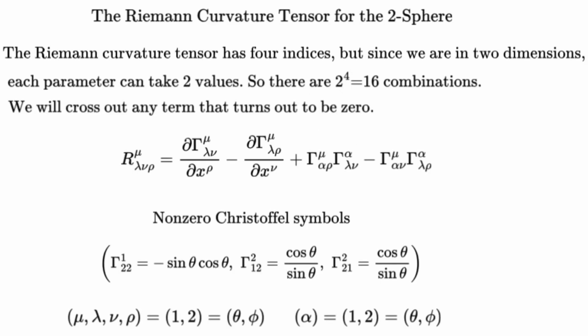The Riemann curvature tensor for the two-sphere. The Riemann curvature tensor has four indices, but since we are in two dimensions, each index can take two values. So there are 2 to the fourth power equals 16 combinations. We will cross out any term that turns out to be 0.